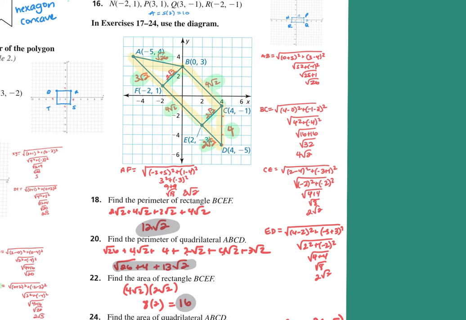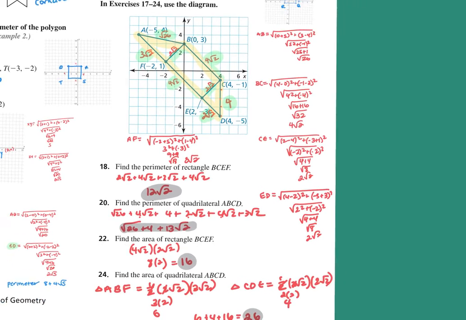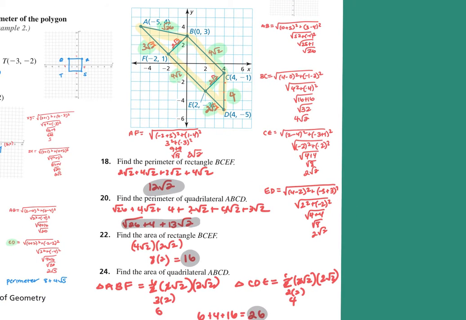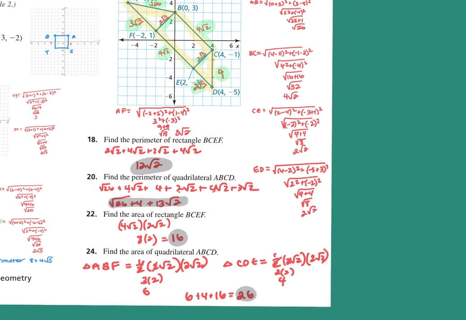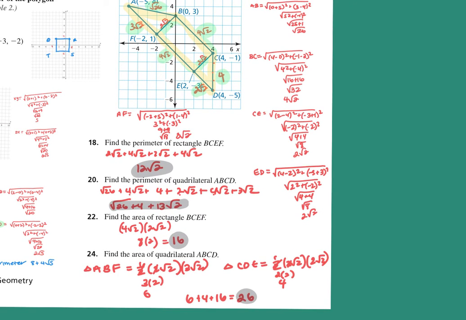So you could have done it either way. And then 22 was the area of the rectangle. So 2 root 2 times 4 root 2, and that's 16. And then 24, the area of the big quadrilateral. So there's a lot of different ways to do it. I just found the areas of the triangles and the area of the rectangle and then added them together.